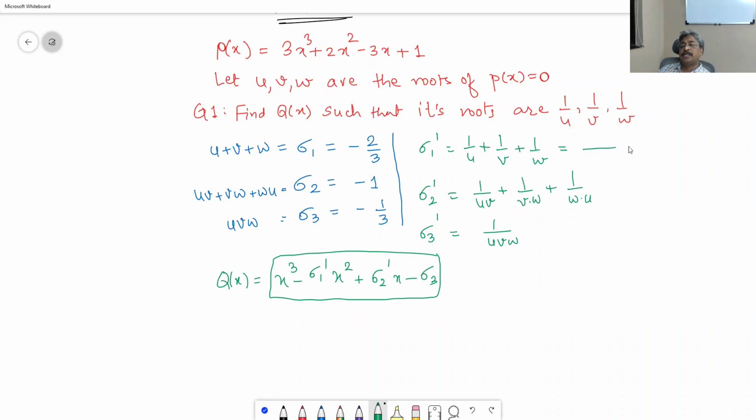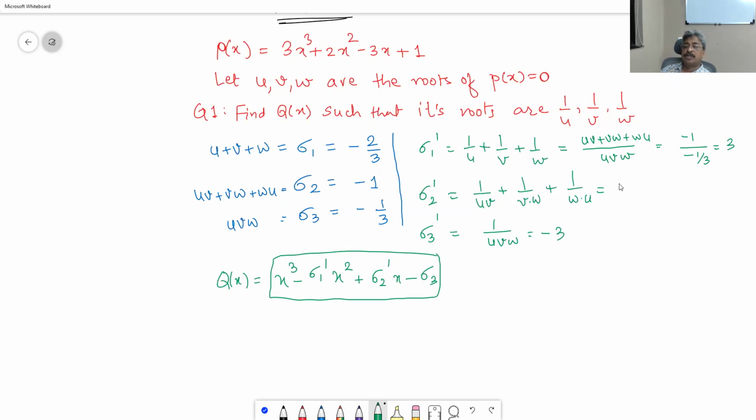Okay, so if you take the LCM of this, it is uvw, and what is there in the numerator? uv plus vw plus wu. So we know this quantity is minus 1, and we know this quantity is minus 1 by 3. That makes sigma 1 dash equal to 3. Good. How about this? This is easy. This is minus 3, the reciprocal of this sigma 1.